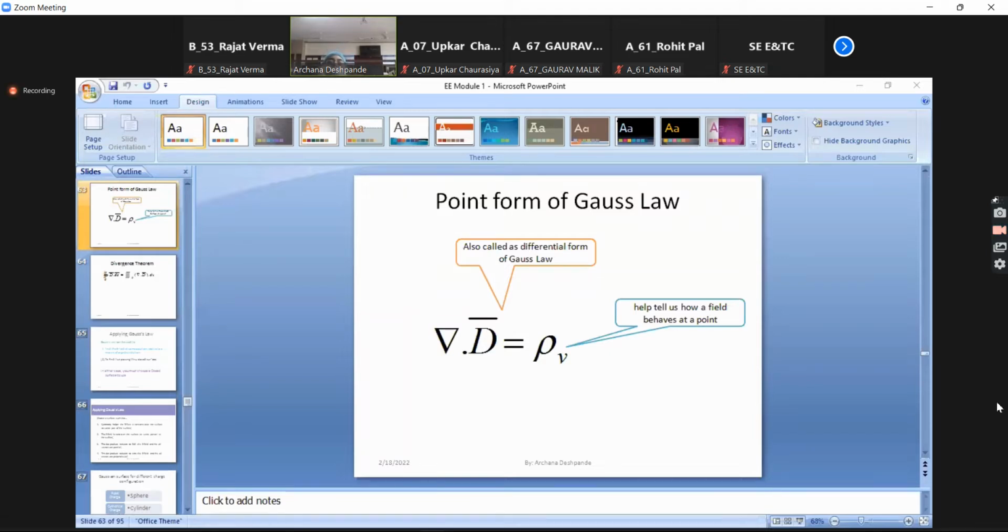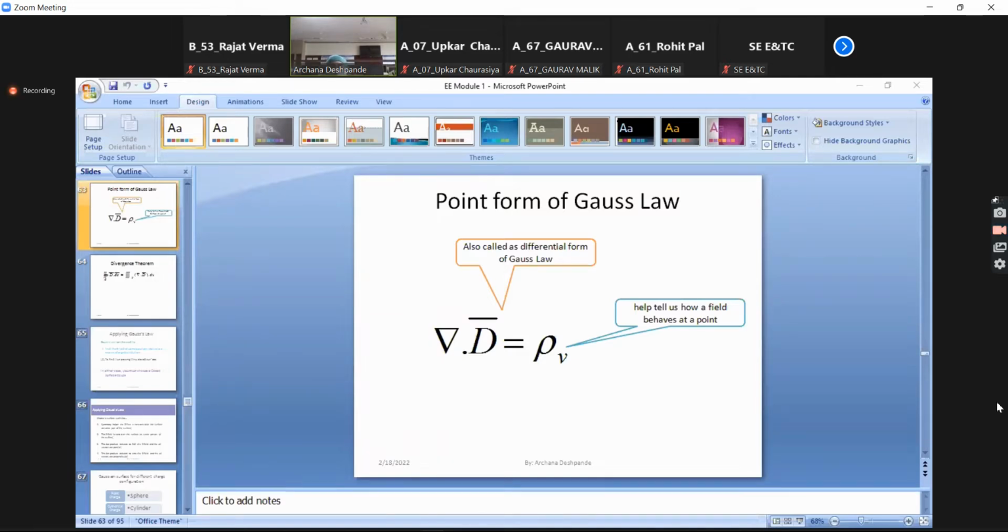So why are we going for the point form when we already know Gauss law? Students, yesterday I was telling you that whenever you study any subject, first you understand the theoretical background and start with the hypothetical term, and then you apply that concept to the real practical application.